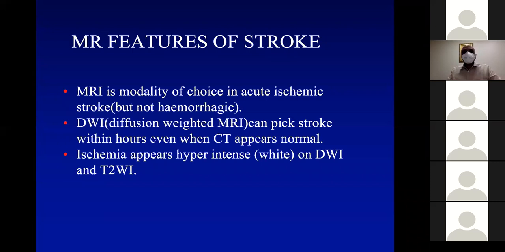You need to remember that if there is an acute ischemic stroke, and if the symptoms are less than 12 hours, you will not identify anything on CT. It will appear completely normal, whereas you can identify that on MRI. There is a special image on MRI called diffusion weighted imaging. It is a type of sequence which MRI machines can perform and can pick up stroke within hours, even when CT appears normal. Ischemia appears hyperintense, white, on DWI. DWI are the diffusion weighted images.